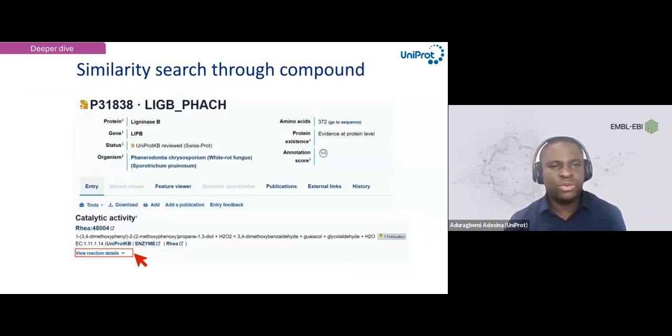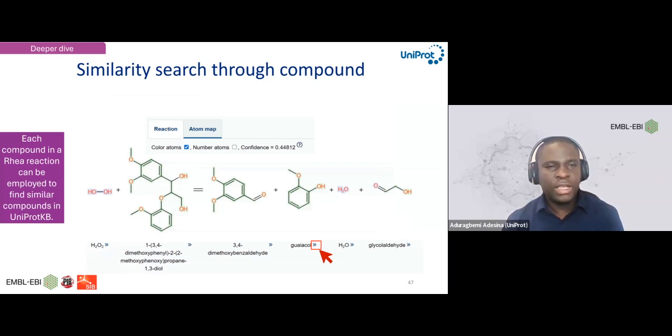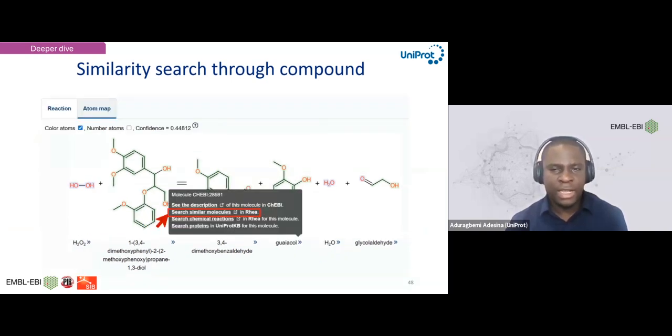We can also do similarity search through compounds or through molecules. Under the catalytic activity, you can click on view reaction details to find diverse compounds that have some resemblance to the one we're interested in. If you click on that, it will show you the reaction for your enzyme of interest. And if you click on this double greater-than sign in front of any of these molecules, you will have a pop-up that looks like this, and the display will give you options to search similar molecules in Rhea, and some other options as well.